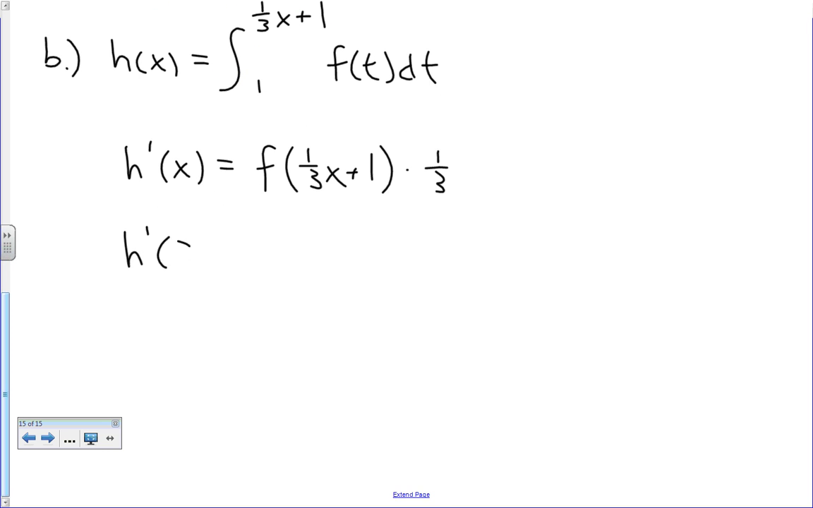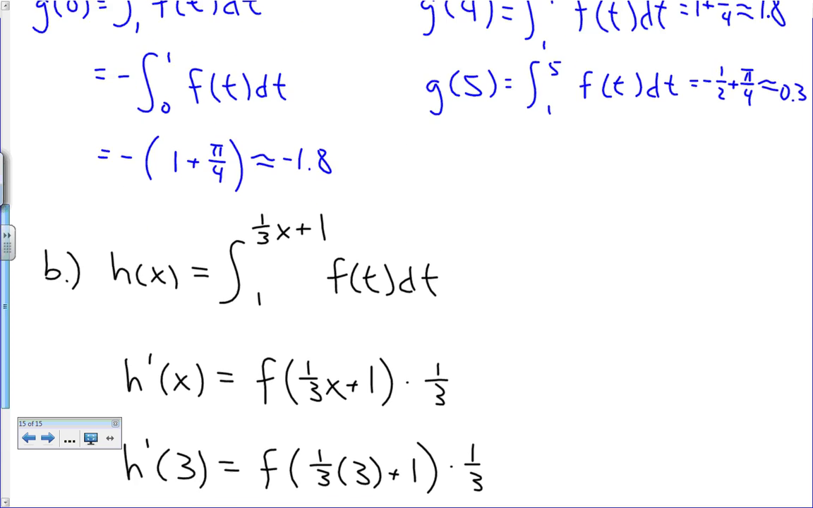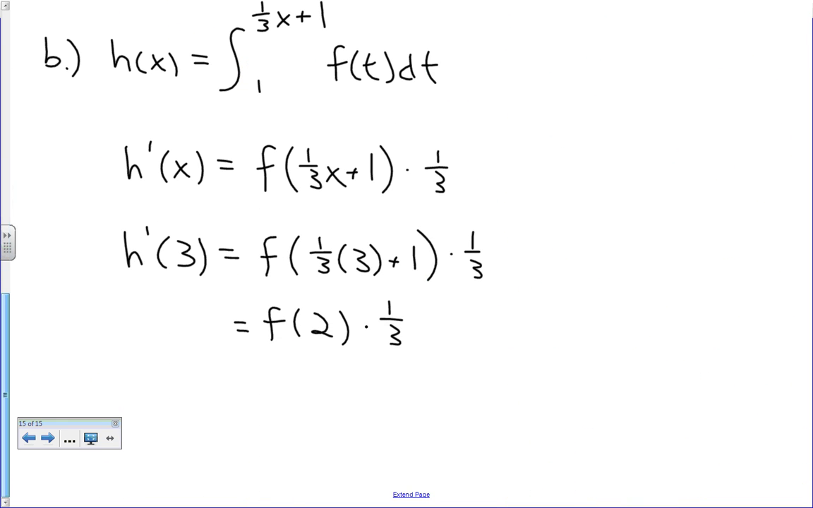So now to find h prime at 3, we just replace the x in there with 3. So we have f of 1/3 times 3 plus 1 times 1/3. Or that would be 1/3 of 3 is 1 plus 1. That would be f of 2 times 1/3. What does f of 2 equal? Well, they gave us a graph of function f up here, so let's go up there and see what f of 2 is equal to. F of 2 is this point right here. F of 2 is equal to 1. So it looks like we end up with 1 times 1/3, or that's just going to be 1/3. So h prime of 3 is equal to 1/3.